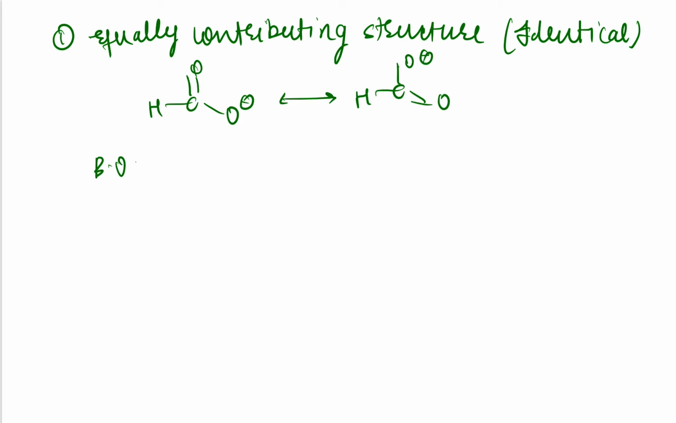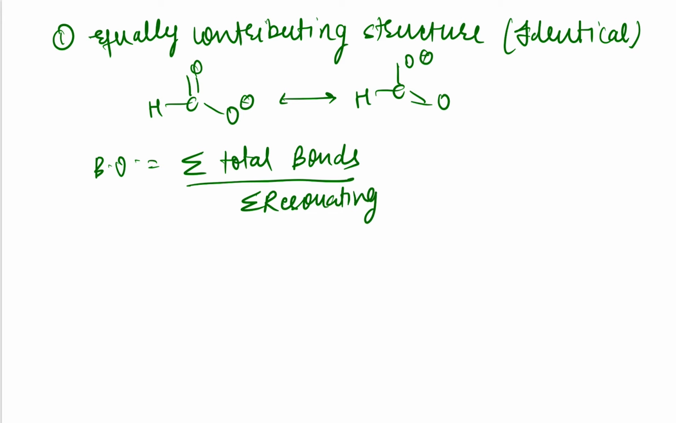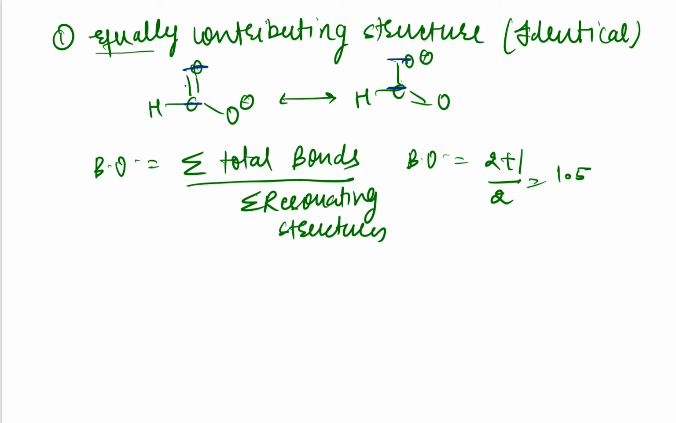Here bond order is the summation of total bonds divided by the summation of resonating structures. So bond order comes out to be 2 plus 1, the total bonds between any two elements. Suppose I fix this bond, the total bonds here are 1, 2 and 3. So total bonds is 3 divided by resonating structures which are 2. So it is 1.5. The bond order is 1.5. That's how we define it only in case of identical or equally contributing resonating structures.